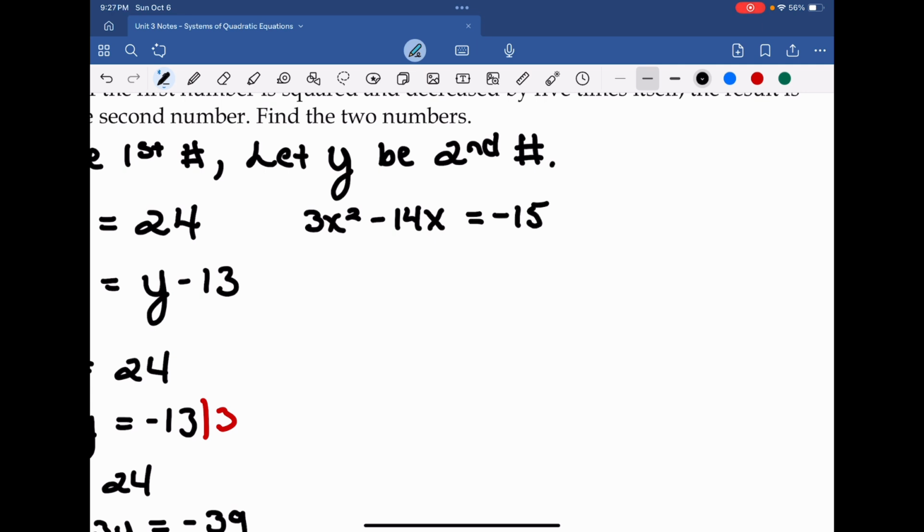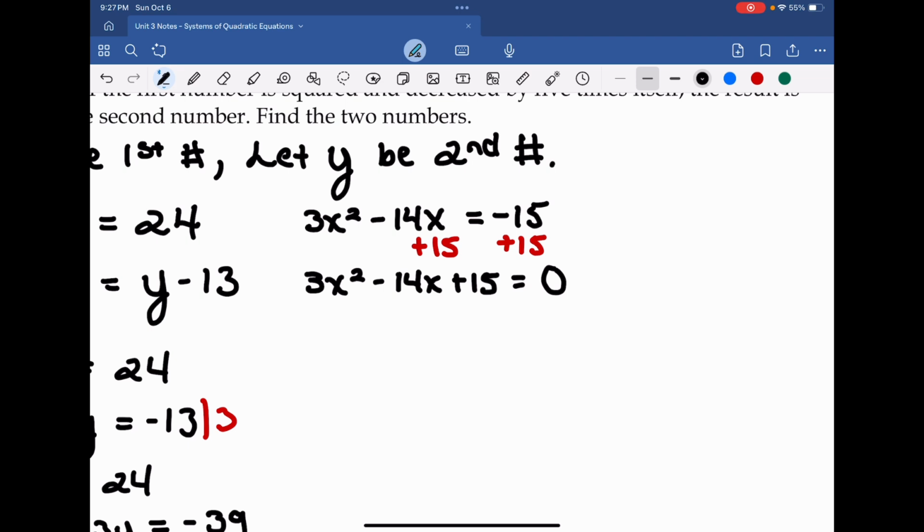I want this to equal some sort of trinomial so that we can either factor it, complete the square, or use the quad formula. So to do that, let's just add 15. Now, when we add 15 over, we're going to get 3x squared minus 14x plus 15, which is equal to 0. Now, we could quickly go through this in terms of like, hey, maybe we go right to quad formula from here and that's going to be what gets us the solution.